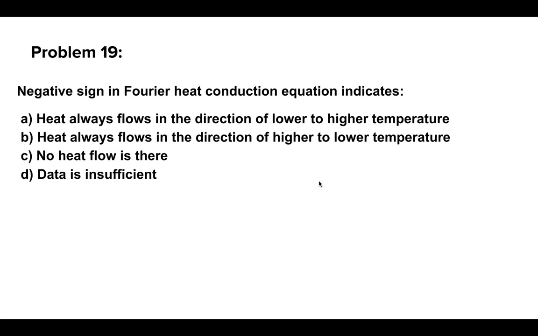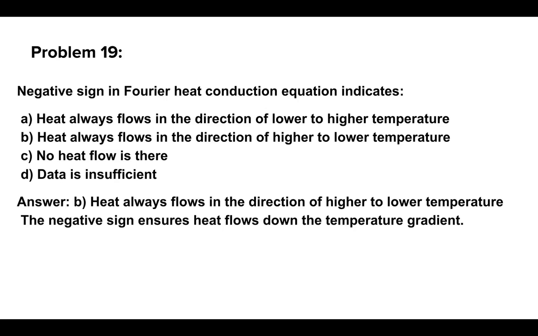Negative sign in Fourier's law of heat conduction indicates what? Any answers? So what happens is heat always flows in the direction from higher temperature to lower temperature. So that is what the negative sign ensures. It flows down the temperature gradient.